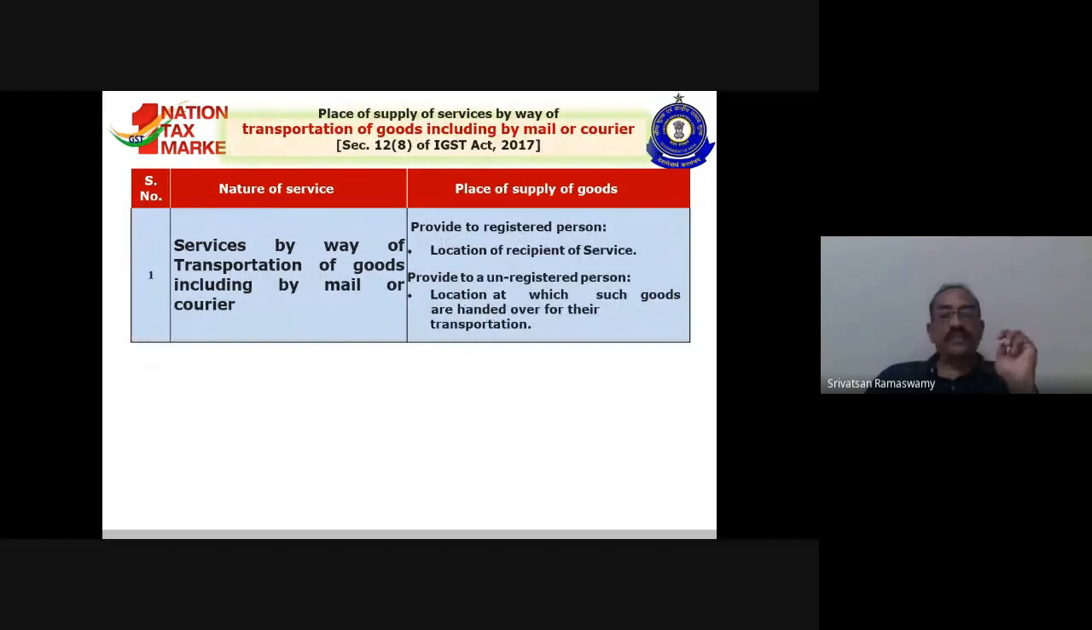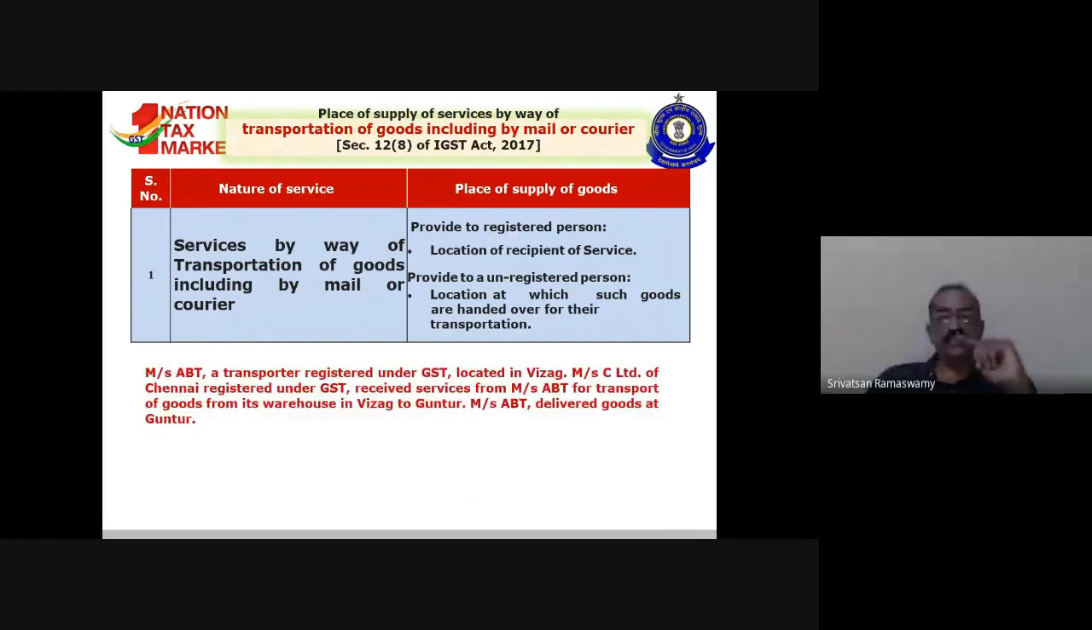Services by way of transportation of goods, including by mail and courier. It is generally the location of the recipient of service, but if it is an unregistered person, it is the place where it is handed over. Again, the example will help you to understand it better. ABT, a transporter, is registered under GST, located in Vizag. So the transporter is located in Vizag.